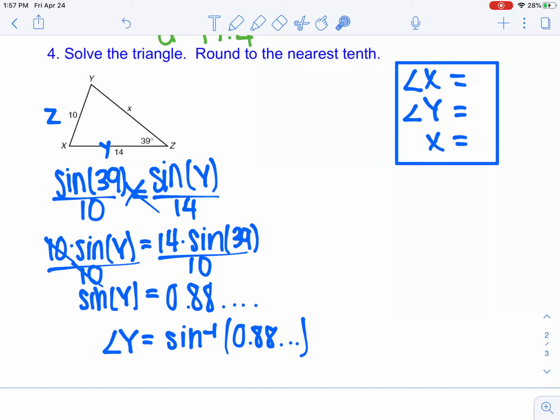Another way that you can type this in, if you did type it in and get your decimal like I did, you can hit second sine to get your sine inverse, and then hit the second key again, and then the negative symbol, which should bring up ANS for answer. That's just pulling your previous answer you got on your calculator. So we get angle Y equals, we're rounding to the nearest tenth, so 61.8 degrees.